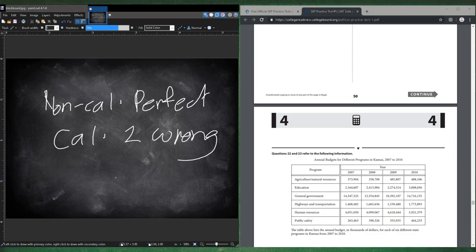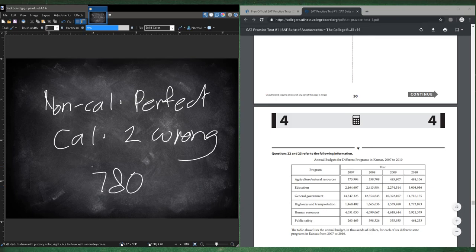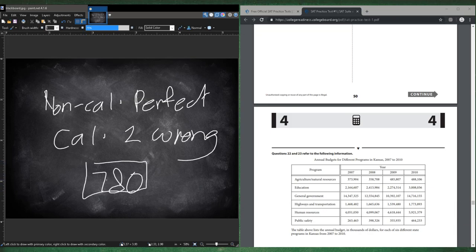And so, two questions wrong, you get to like a 780. There's also curves on SAT, so you might get even higher. But 780 is a pretty good number, so 750 plus possible. This is one of the easier SAT ones. So this test is more in your knowledge rather than your skill.